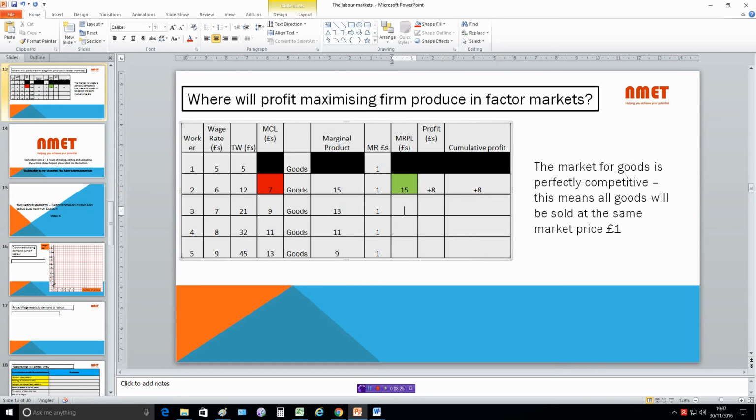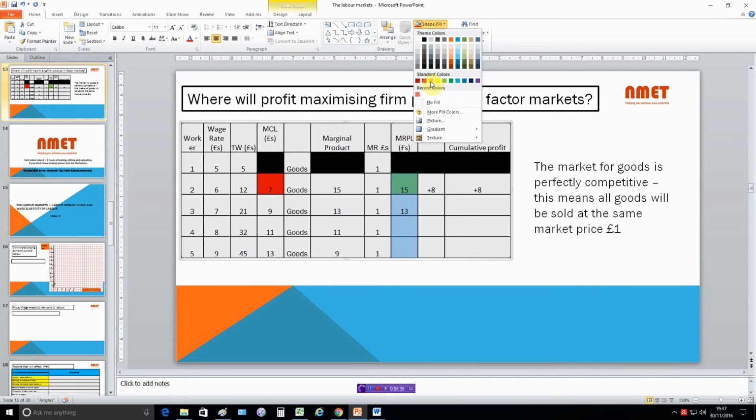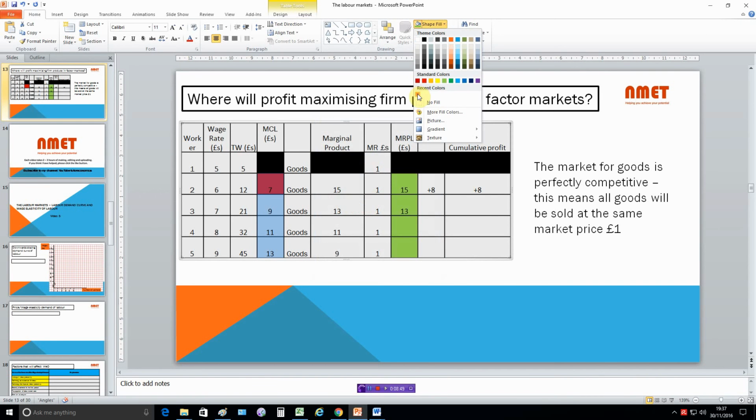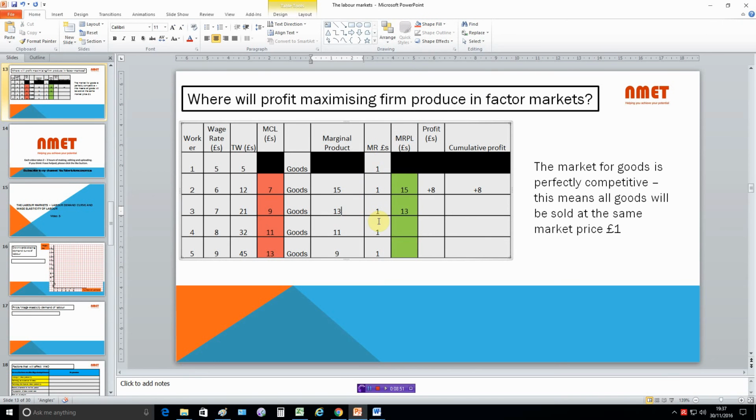And worker number 3, how much money is it bringing in? 13. Let's put this all green so you're not lost, and let's make all these red, light red so the numbers are visible. So how much money is the third worker adding? 13 less 9, 4. What's the cumulative profit? 12.